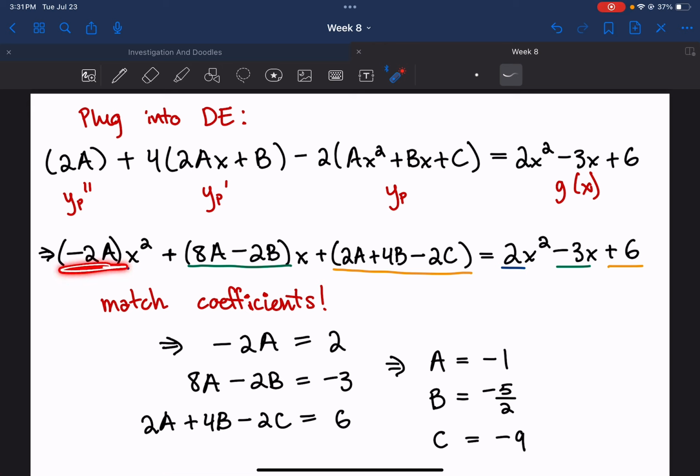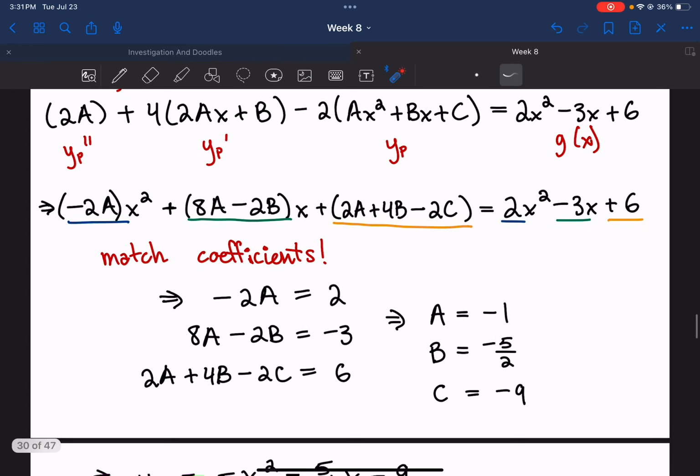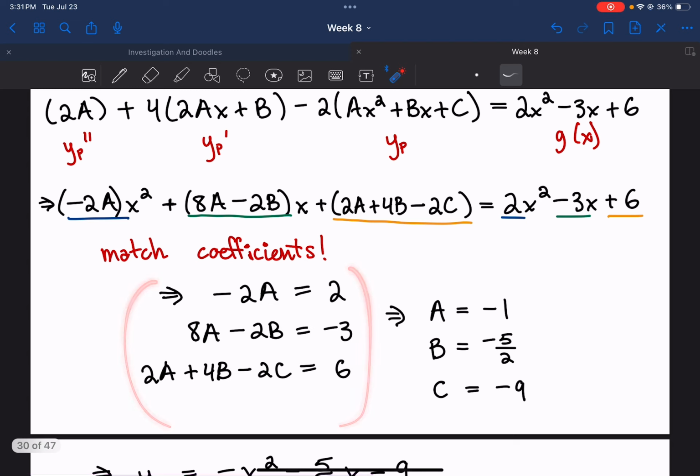Here's all the x squared terms. Here's the x squared term. Here's all the x terms. Here's the x term. Here's the constant term. And I'm just going to say, negative 2a better be 2. 8a minus 2b better be negative 3. 2a plus 4b minus 2c better be 6. Boom. This right here, system of equations.